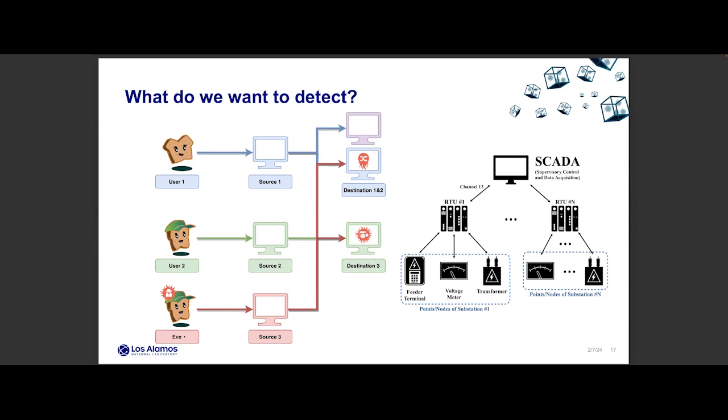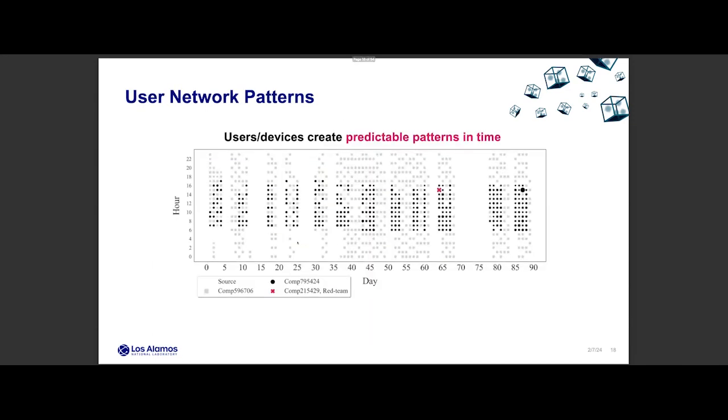And here, Eve is going to act like user 2, use her own computer and log into Eve's destination computer. So this is an anomaly because usually user 2 does not log into destination device 3 from this source device. It's normally always coming from source device 2. So this is the type of anomaly we want to detect.